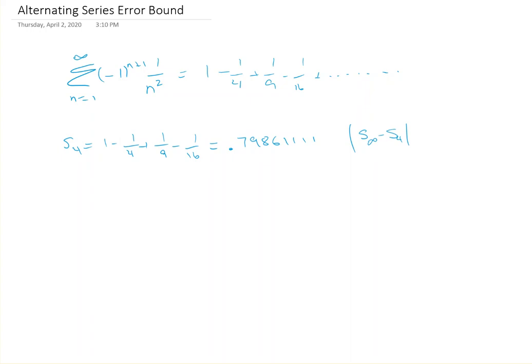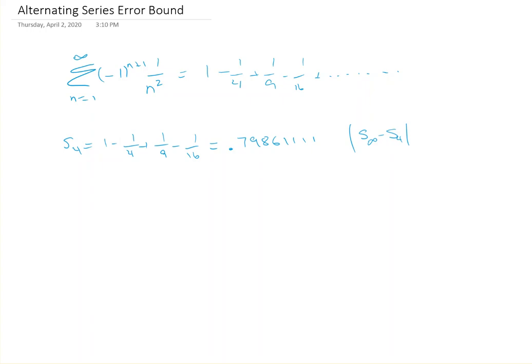And I put an absolute value because I don't really care what direction it's in. So this is how far we're going to be off by. We don't know S sub infinity, but we know that's how far off we are. It's some theoretical thing that we're off by. Now, here's the cool thing. We don't know how far off we are, but we know we're not that far off.